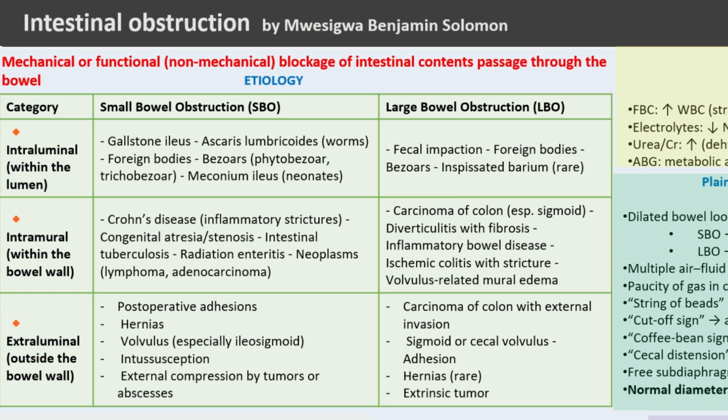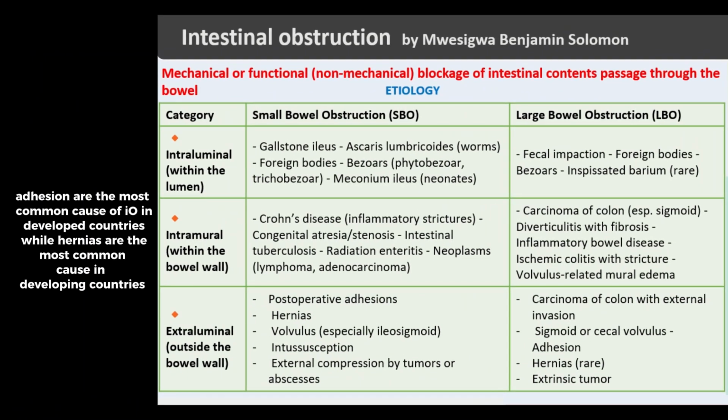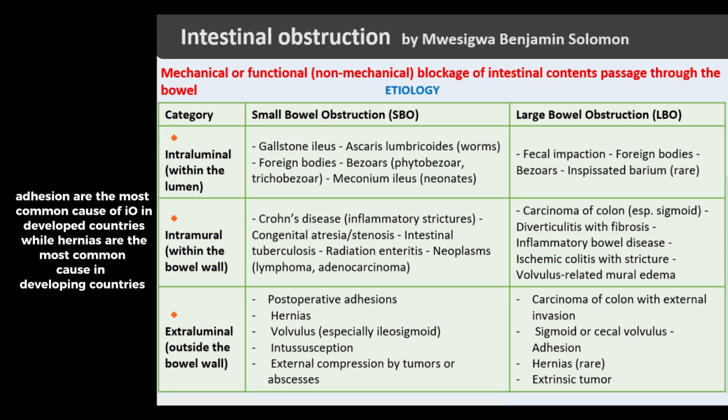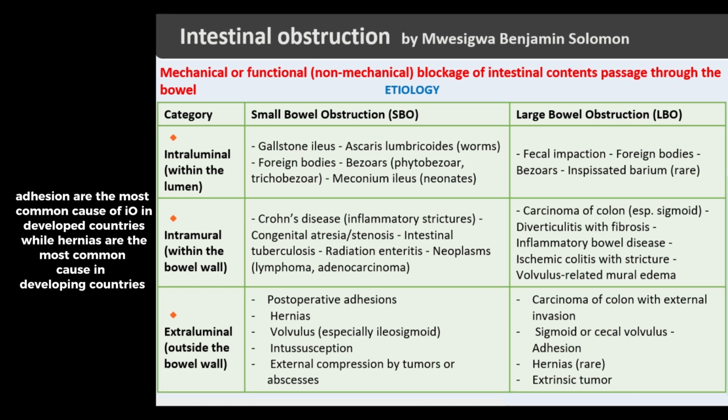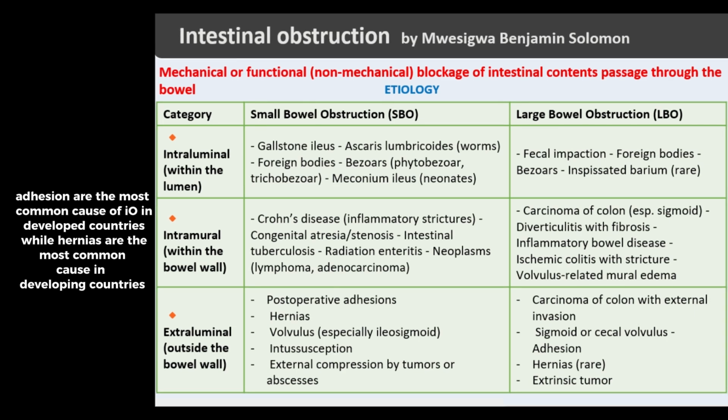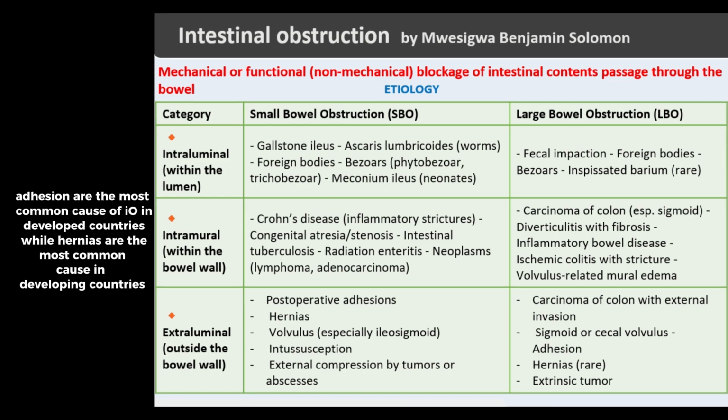The intraluminal causes include those of the small bowel and the large bowel. In the small bowel, it can be gallstones, it can be Ascaris lumbricoides, which are the roundworms, it can be foreign bodies, it can be bezoars, and it can be meconium ileus, that is, thick meconium. Then, in the large bowel, the factors inside the lumen that cause obstruction include fecal impaction, foreign bodies, as well as bezoars, and sometimes inspissated barium. This is very rare.